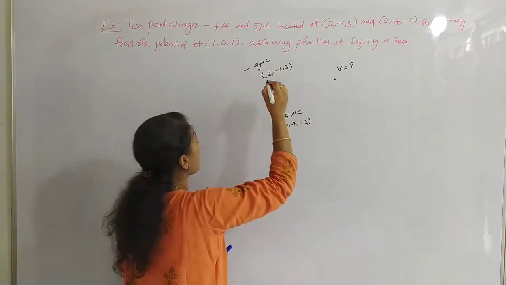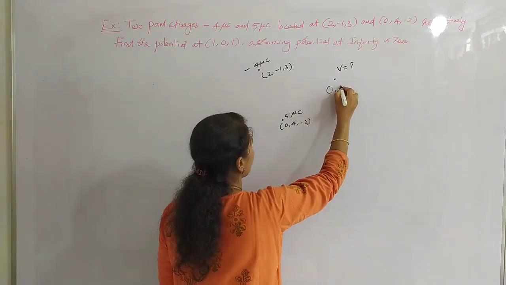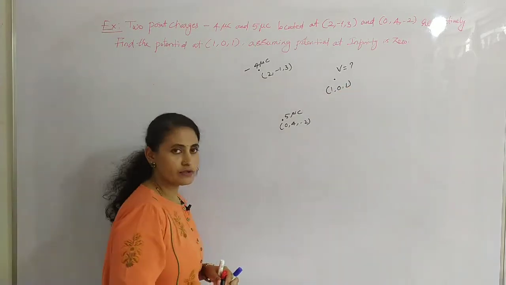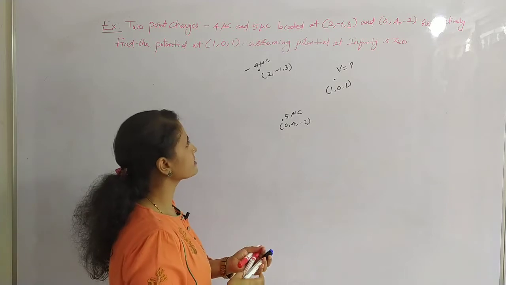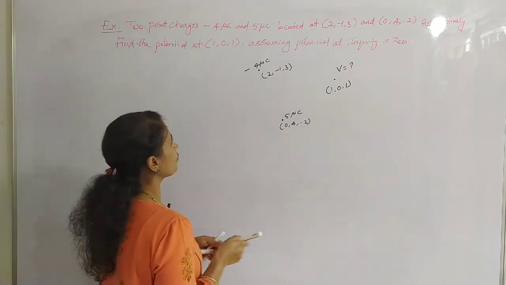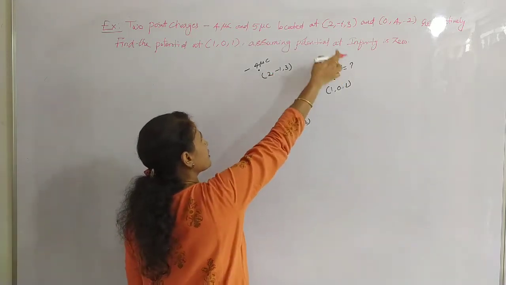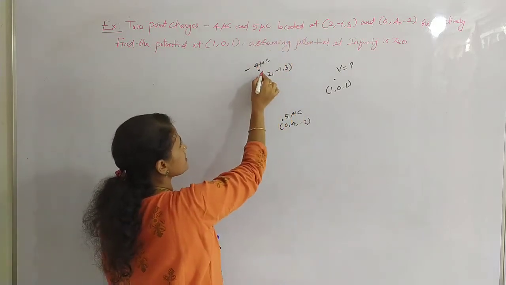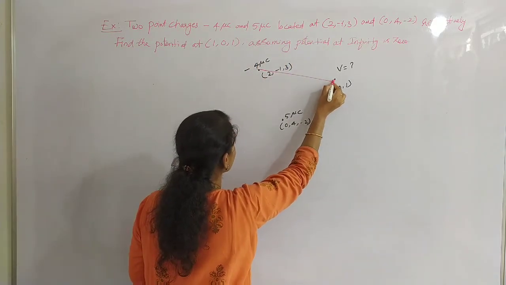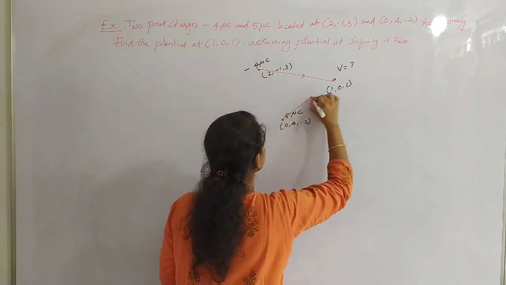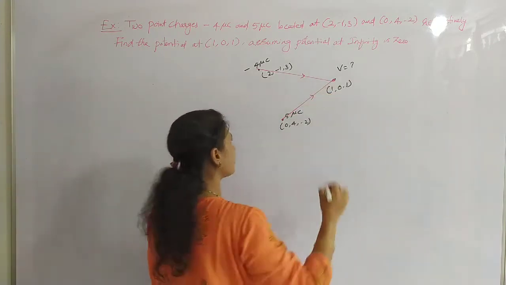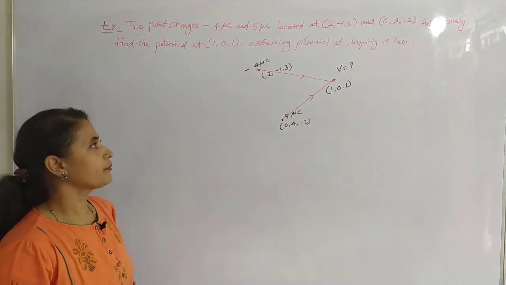So V at the point (1, 0, 1). We want to find the potential at the coordinates (1, 0, 1), assuming that the potential at infinity is 0. So this is the resultant distance to the point where we are supposed to find the potential.